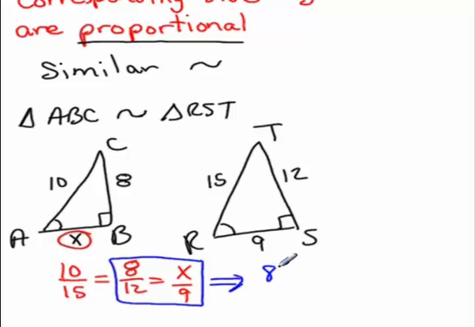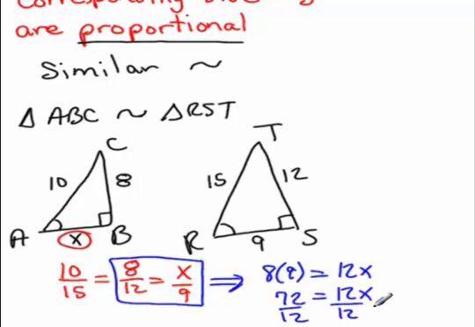We can now solve for X by solving the proportion. Using our cross products, 8 times 9 is equal to 12 times X. Solving the equation, we get that X equals 6. Thus, X is 6 units. That is solving for a missing part, or solving for a variable in a similar triangle. We can use these in all sorts of situations with all different types of similar polygons.